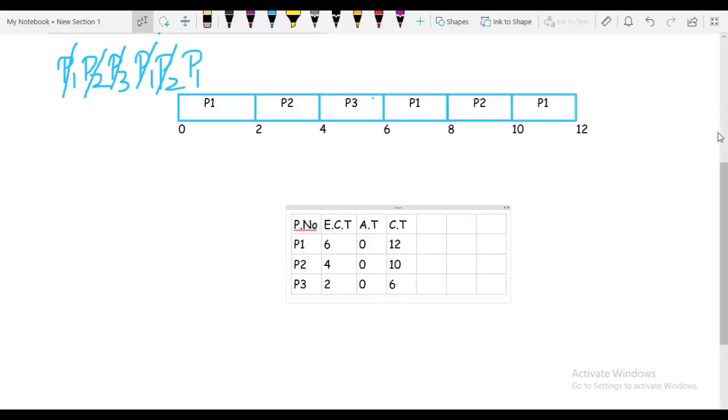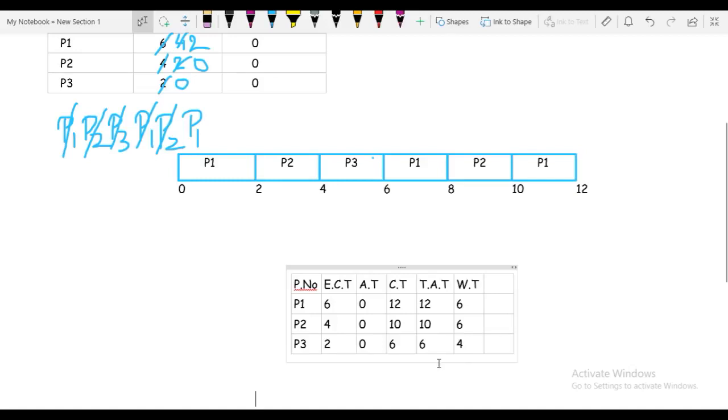Now let's calculate the turnaround time. Turnaround time is completion time minus arrival time, so 12, 10 and 6. Now what is the waiting time? Waiting time is TAT minus ECT. So that is 12 minus 6, that is 6, 10 minus 4, that is 6, and 6 minus 2, that is 4. This is our waiting time.